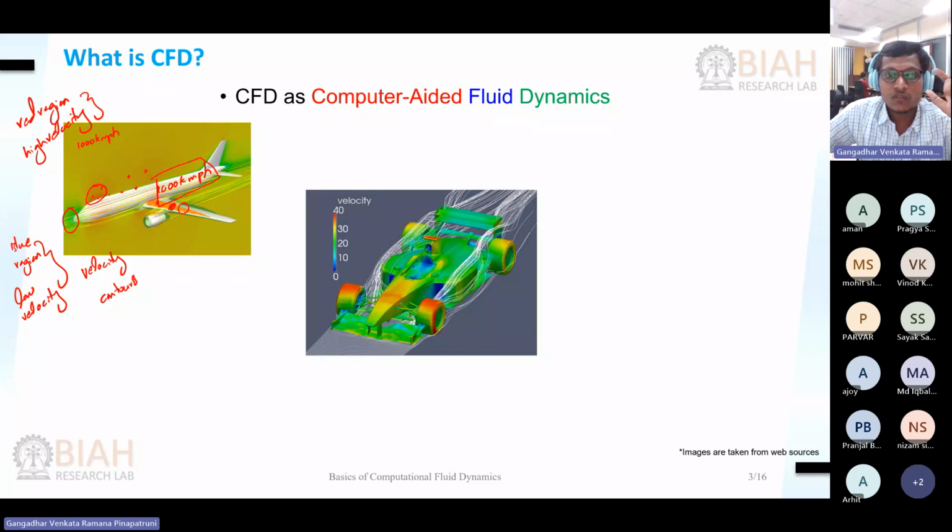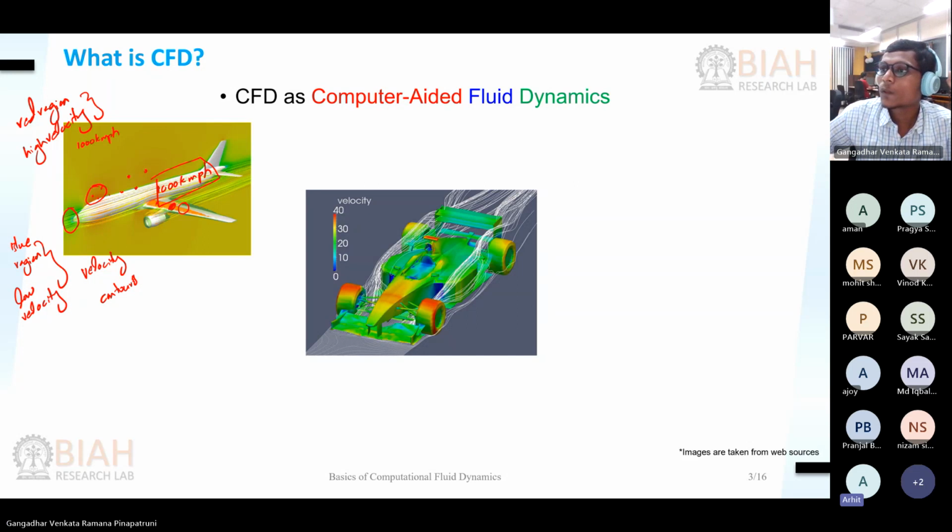At every point you will see some force. All those forces combine to give a single resultant force. If you integrate the pressure over the complete surface of this aeroplane, you will get a resultant force. Okay. So now how can I get this kind of contours?